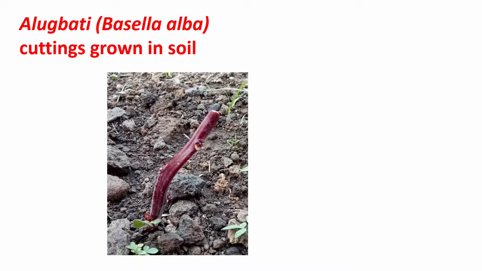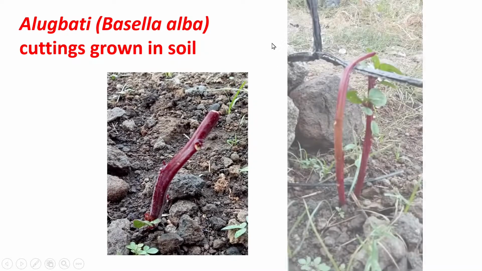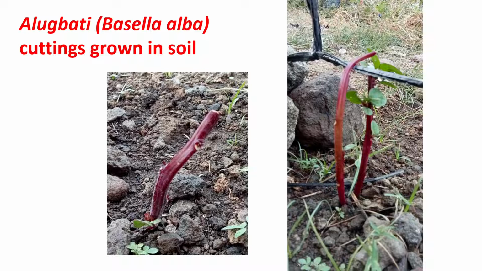Another example is alugbate, Basella alba, and this is what I did last year. My wife bought some alugbate, and after taking out the leaves, the cuttings were about to be thrown away, so I took the cuttings and planted them in the soil. Just a few weeks later, the alugbate cuttings survived, thrived, and produced new leaves, which I was later able to harvest and add to our dinner table.